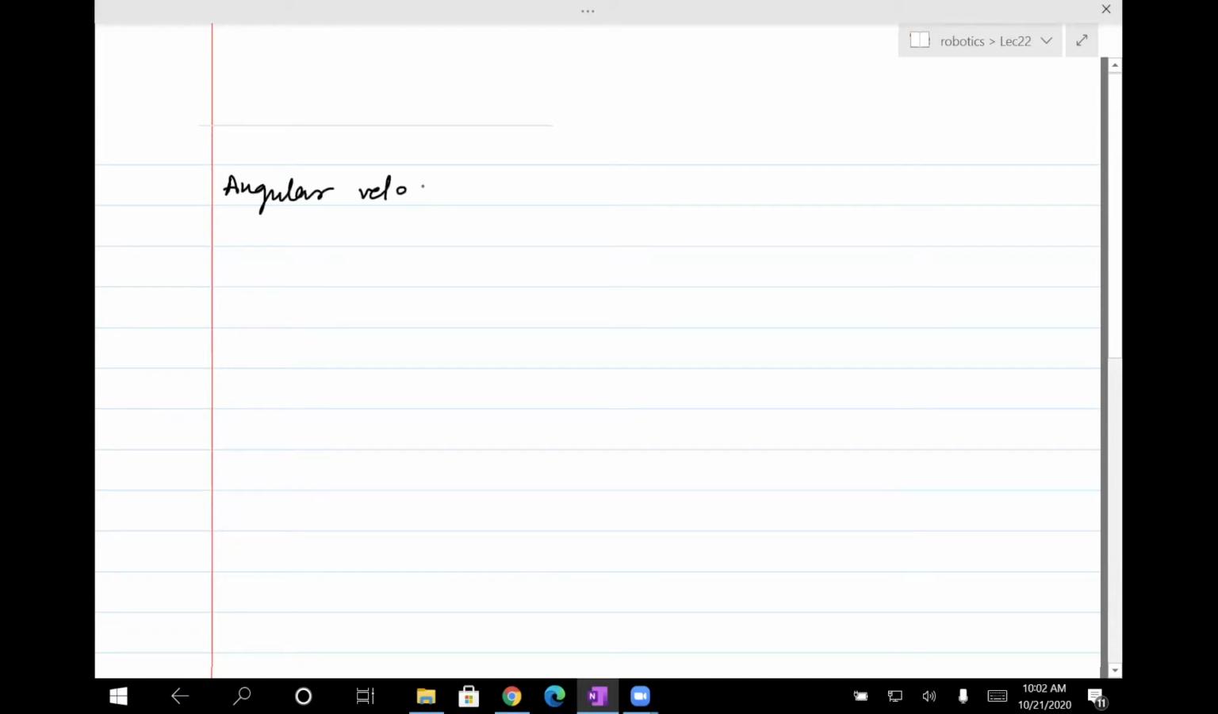Angular velocity continued. And so this is specifically 3D angular velocity. So we wrote down three identities about skew symmetric matrices.